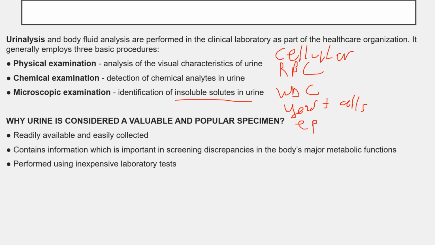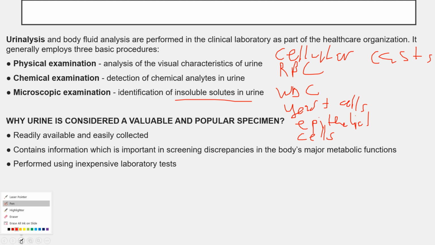Aside from that, epithelial cells pa pala. You could also find epithelial cells shed from the lining of the urethra. Then you could also find casts. So yung mga casts, I will discuss that also in this lecture.